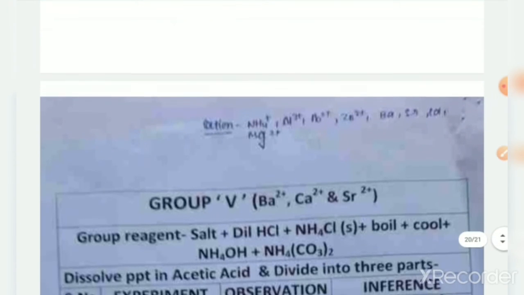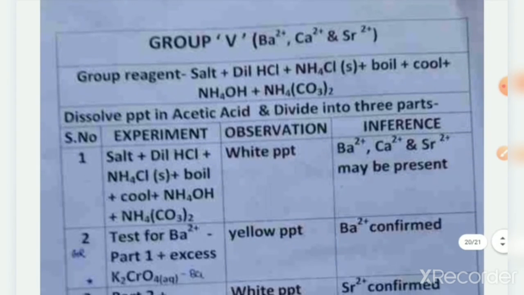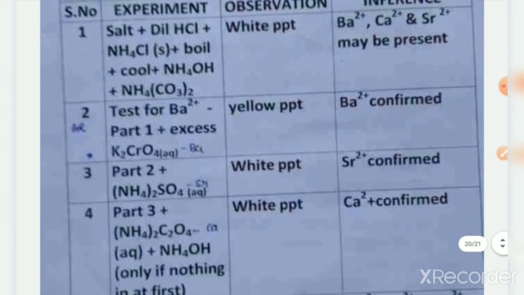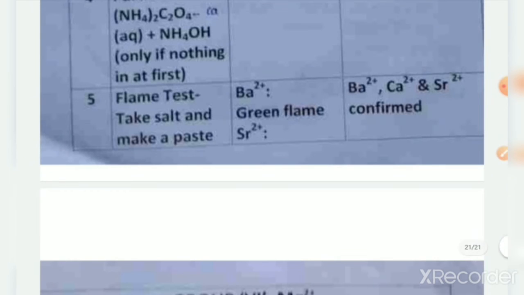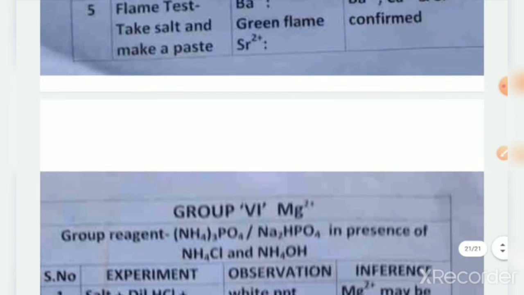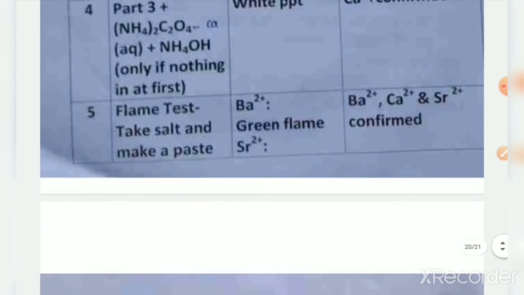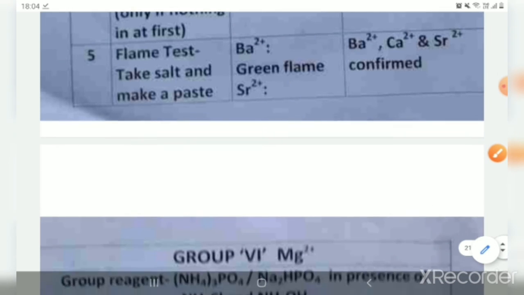Now see here, group fifth has three ions: barium ion, calcium ion and strontium ion. Its tests are given one by one. This is a very important test, and by the flame test we can also confirm these radicals. Barium gives an apple green flame, crimson red is given by Sr, and brick red is given by calcium. This is very important.